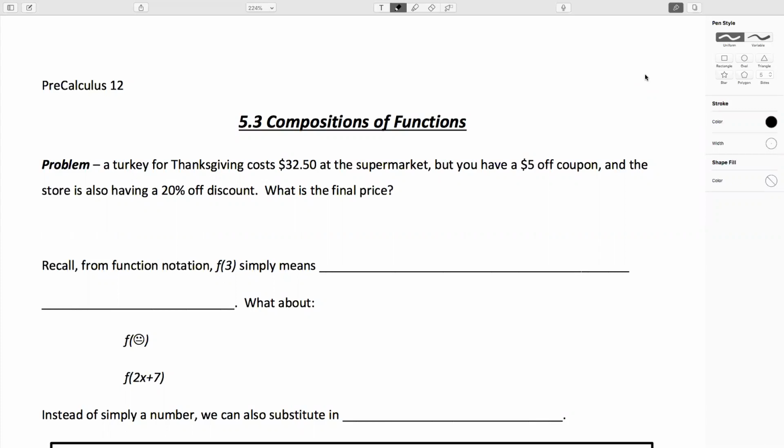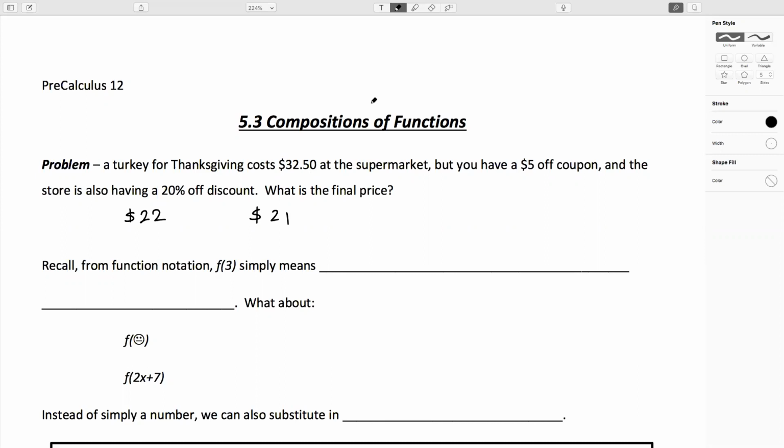So it's got to do with Thanksgiving, and we can pretend it's Easter, I suppose. A turkey for Thanksgiving costs $32.50 at the supermarket. But you have $5 off as a coupon, and the store's also having 20% off the discount. So the question becomes, what's the final price? Depending on what order you apply the coupons in, you could end up with a final price of $22, or you could end up with a final price of $21. So we don't really know which one of these is the actual price. I mean, if you've ever worked in a store, you probably know that they apply it in the order that gives them the least discount, but we'll pretend that that's not the case.